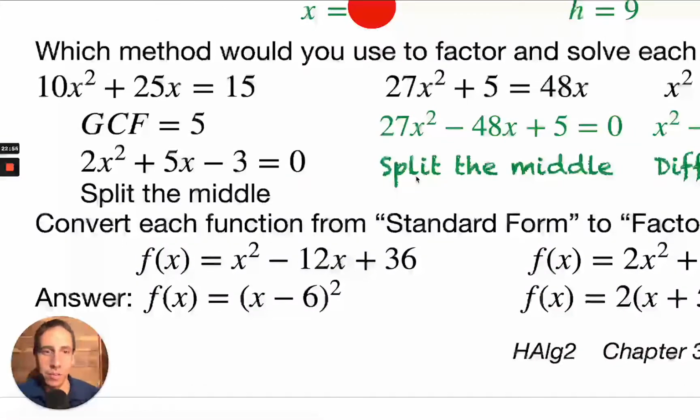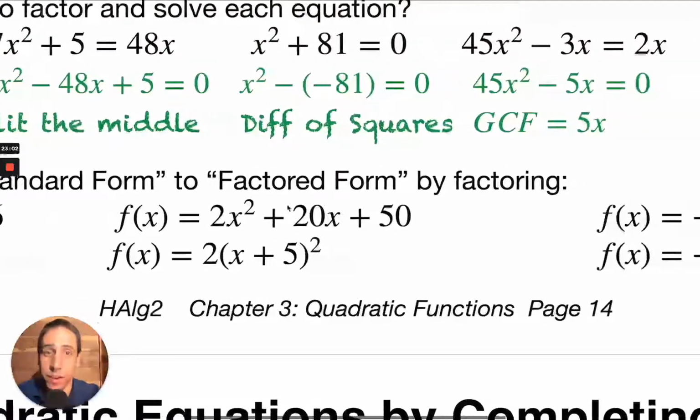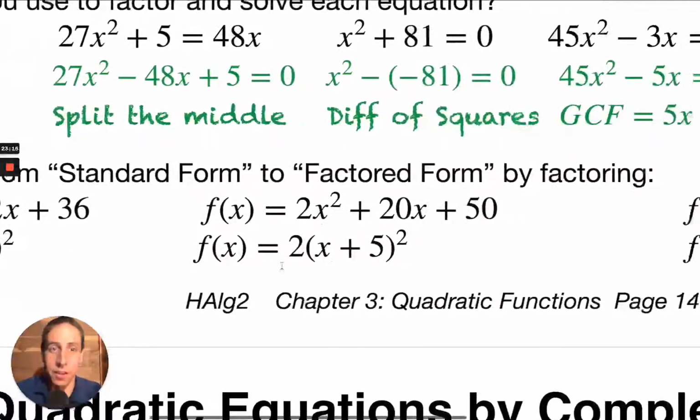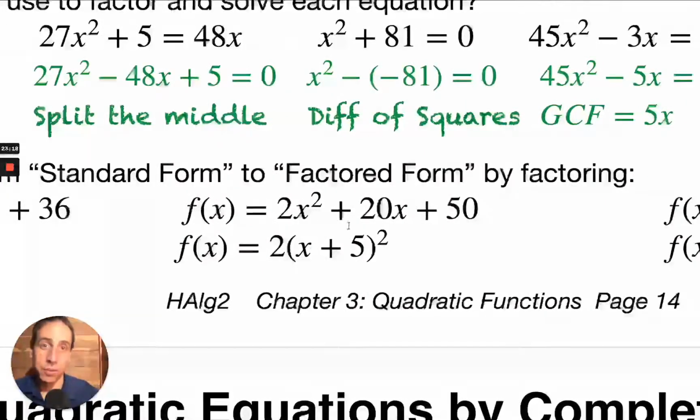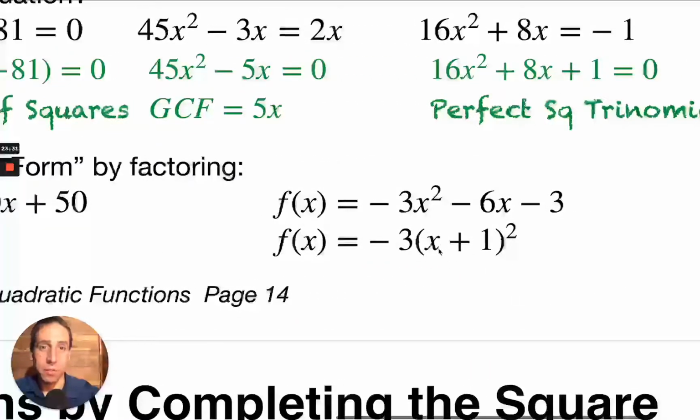I'm not going to do a whole lot with this because it's already a huge, super long video. But you could say convert each function from standard form to factored form by factoring. Sometimes it's just super convenient to see functions not in this form, but in this form. But it's a perfect square trinomial, so you can factor it and make it look like this. Here, the greatest common factor would be 2. Factor it out, and then you can use the formula again. A squared plus 2ab plus b squared would be a is x and b is 5. Here, factor out a negative 3, and you get something you can factor as well.